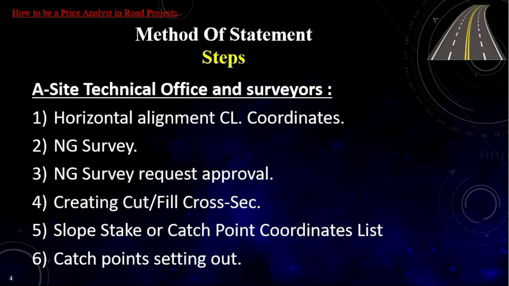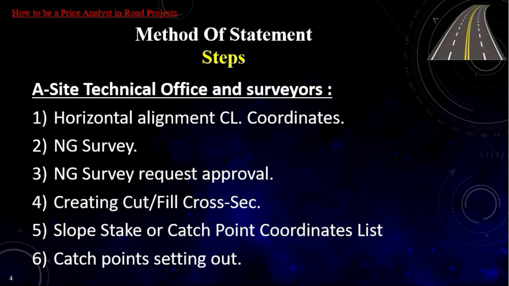1. Horizontal Alignment Centerline Coordinates. The site technical office engineer prepares a list of the coordinates of the road centerline agreed upon by the supervising engineer and delivers it to the surveyors. 2. Natural Ground Survey. A natural ground survey is run after the coordinates of the road centerline are set out.